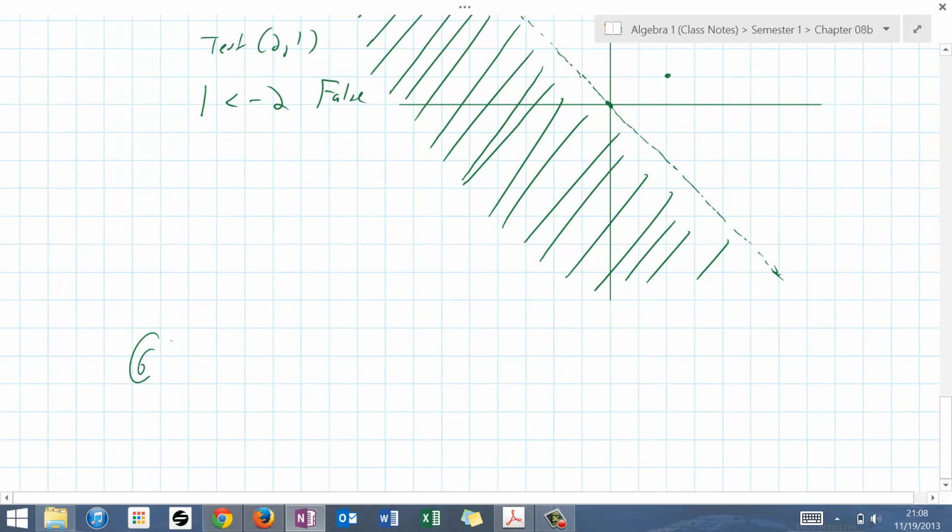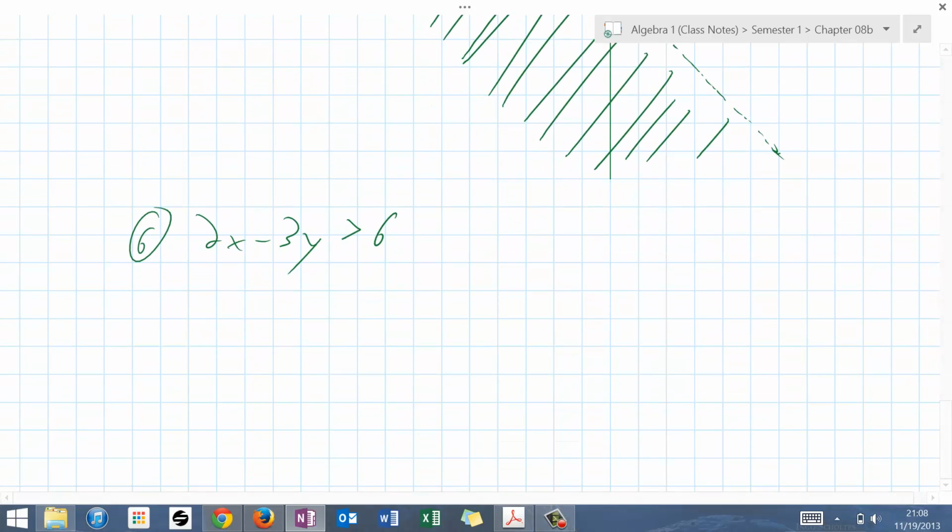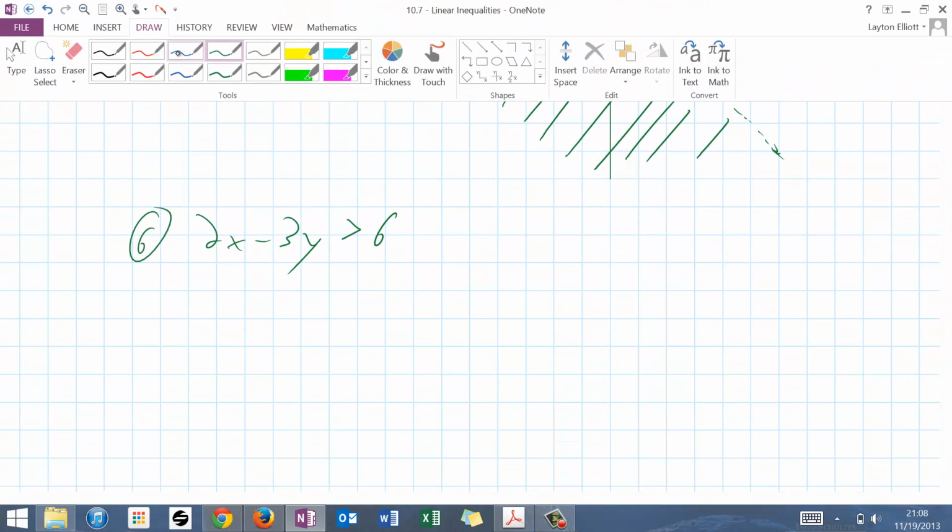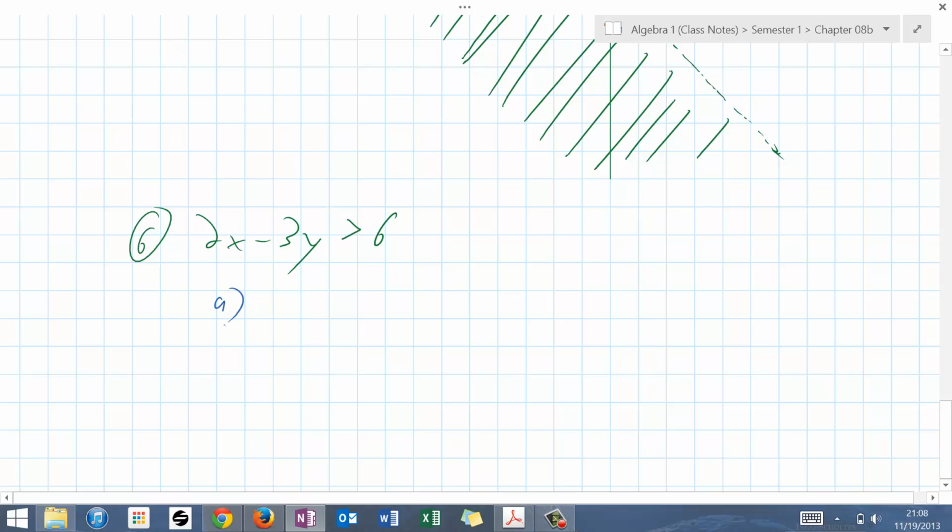Okay, let's go to number 6. 2x minus 3y is greater than 6. This is where the test point comes in handy. So I'm going to go back to the ABCs here. A, graph the line. I'm going to graph 2x minus 3y equals 6, but I'm going to solve it for y so I can graph it in slope-intercept form. Negative 3y equals negative 2x plus 6, or y is equal to 2/3 x minus 2.